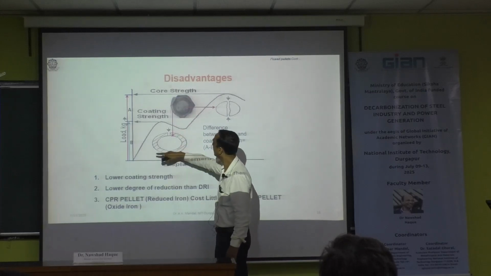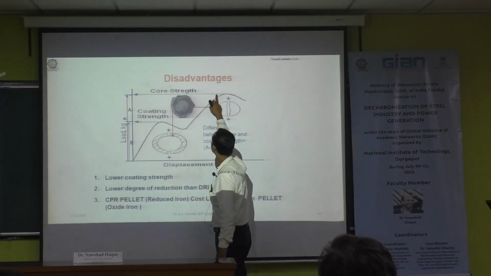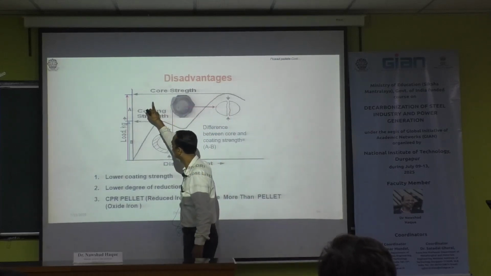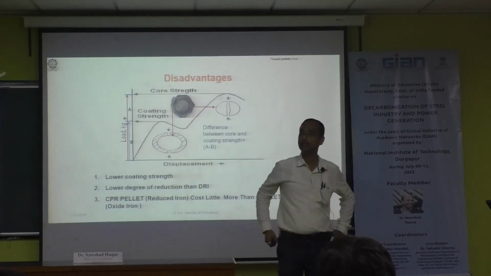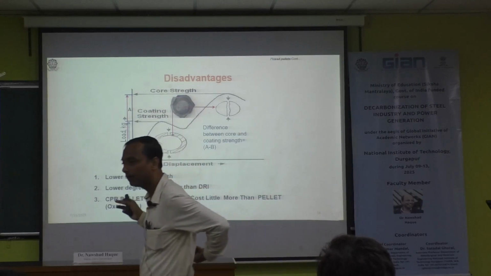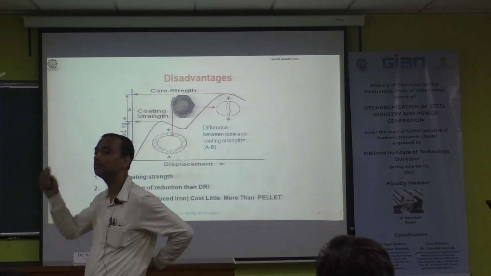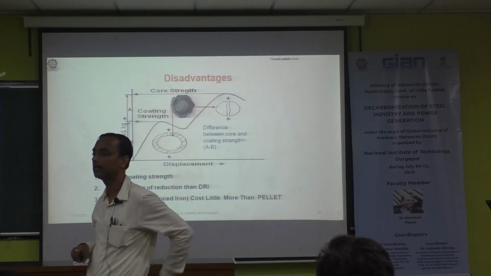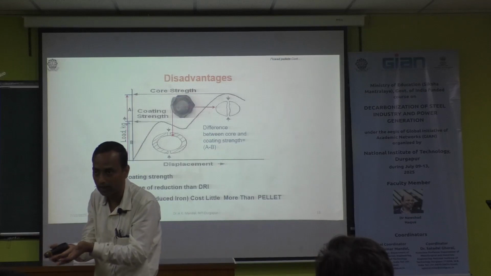Again, when you apply the load, it will give you the strain. But this strain is called the core strain, and this is called the coating strain. Always the coating strain is less than the core strain, therefore it creates the problem. Then what will happen? If the coating strain is very low, then when you charge inside the blast furnace, what will happen? The overlying burden materials' load will sometimes break the coating.